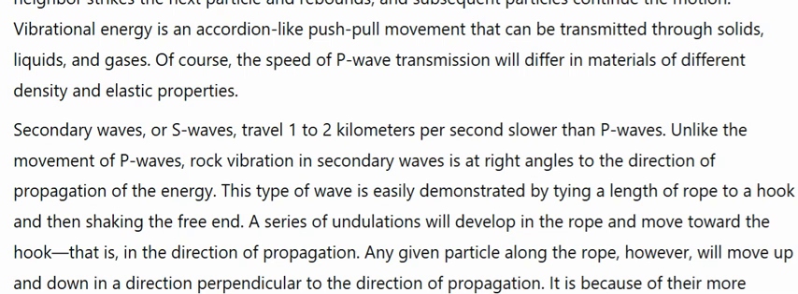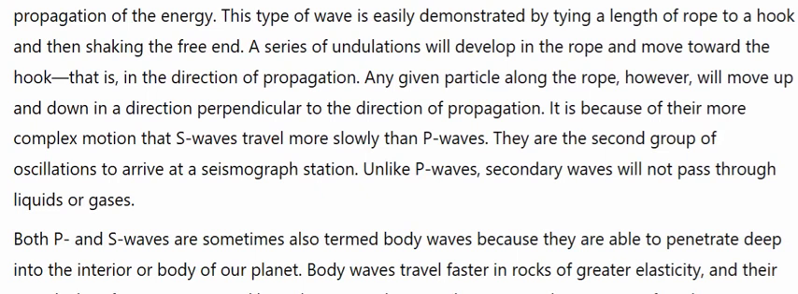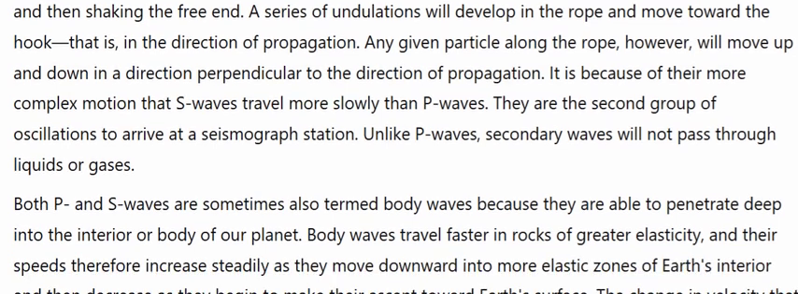A series of undulations will develop in the rope and move toward the hook, that is, in the direction of propagation. Any given particle along the rope, however, will move up and down in a direction perpendicular to the direction of propagation. It is because of their more complex motion that S waves travel more slowly than P waves. They are the second group of oscillations to arrive at a seismograph station. Unlike P waves, secondary waves will not pass through liquids or gases.